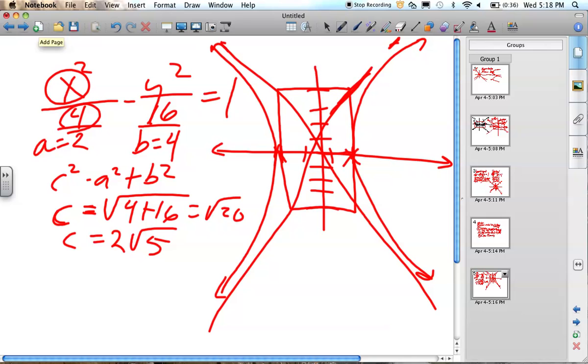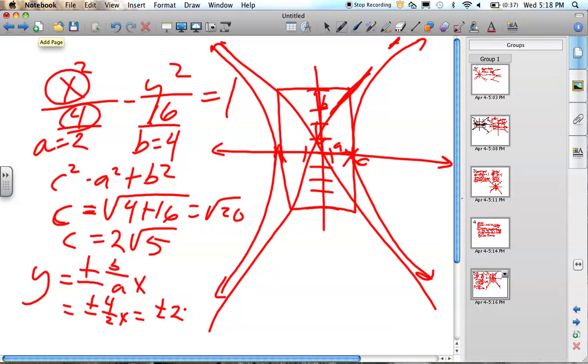The other thing we need to find then is our asymptotes. If you remember, this is A, this is B. Asymptotes are rise over run, so y will be equal to plus or minus B over A x, and now we plug our numbers in. It's going to be plus or minus 4 over 2 x, which is going to be plus or minus 2x. And there is the information you need to work this.